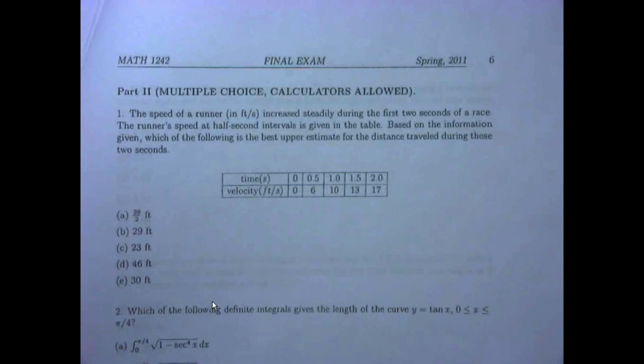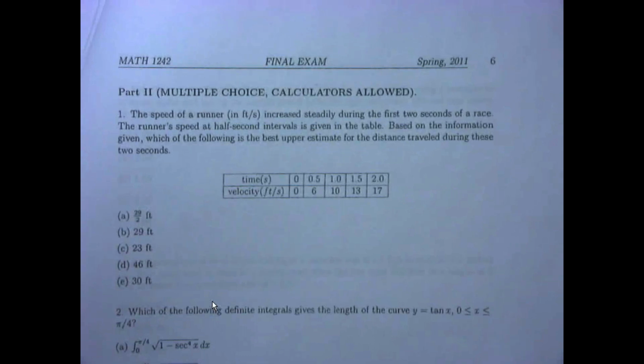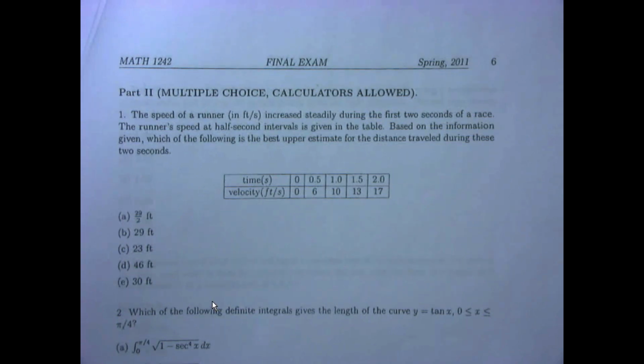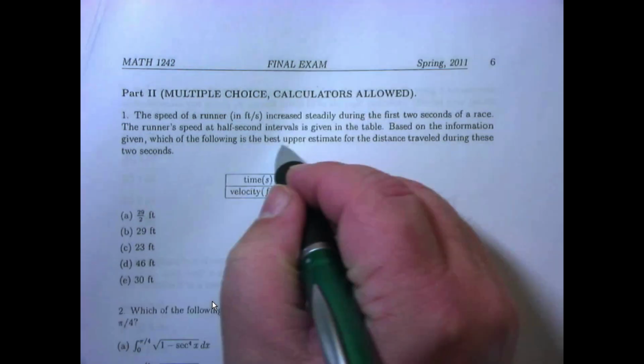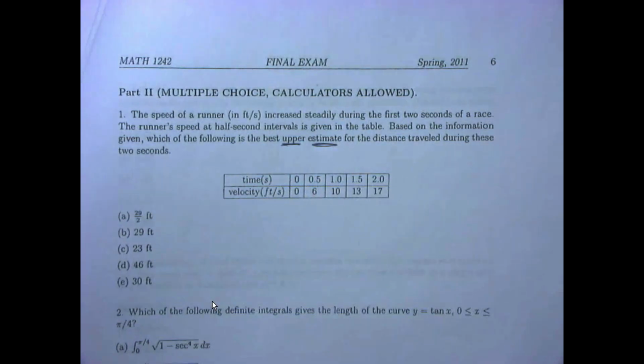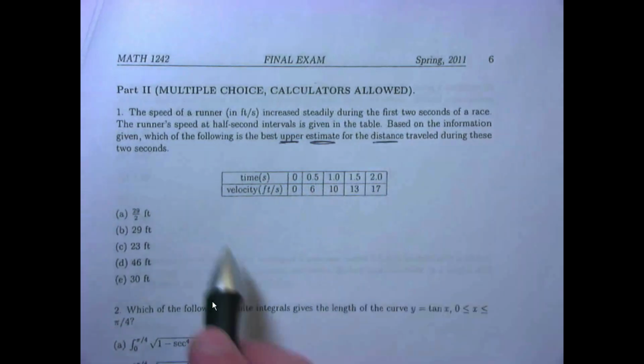What does this one say? The speed of a runner in feet per second increased steadily during the first 2 seconds of a race. The runner's speed at half-second intervals is given in the table. Based upon the information given, which of the following is the best upper estimate for the distance traveled during these 2 seconds? What do they want me to have? Oh, yeah. Upper estimate of the distance.